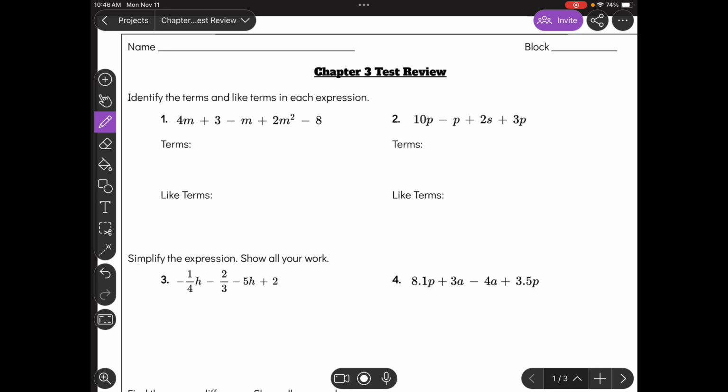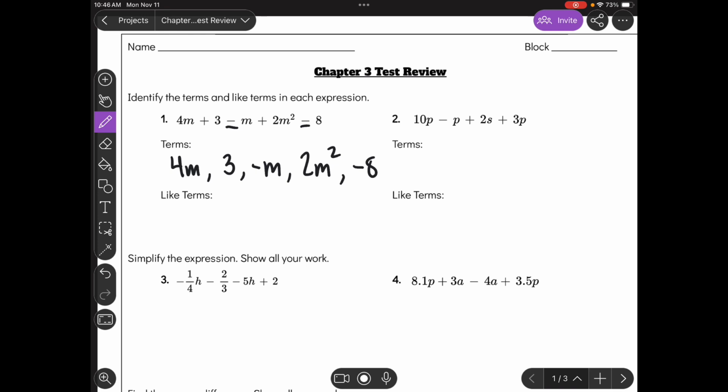For our first one, it's asking us to take a look at the terms and like terms of this expression. Our terms are just whatever we see without the pluses and minuses. With any minus term, remember we have to make it negative when we list it. Same thing here, it's minus 8, so I'm going to say negative 8.